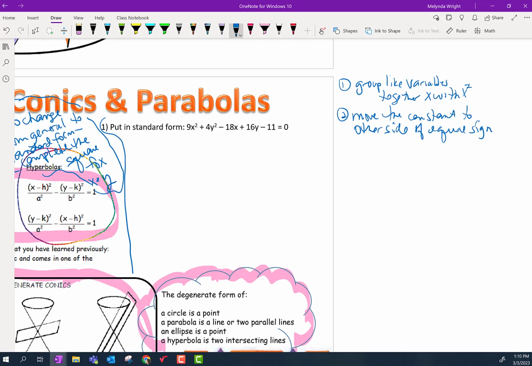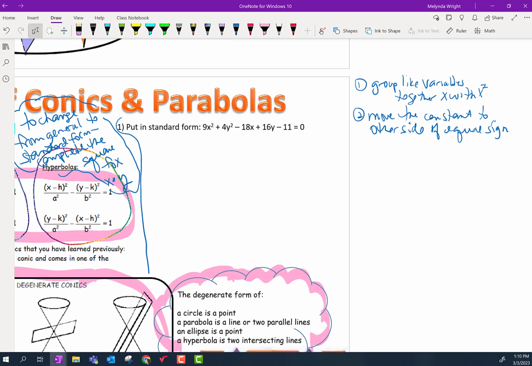Okay, so let's do those first 2 steps first. So I've got 9x squared minus 18x. I'm grouping the x's together. Then I've got 4y squared plus 16y. And then I'm going to move the constant to the other side. It's a negative 11. When I move it over, it's a positive 11. That's step 1 and 2. Okay, I'm just pausing. Are we okay?